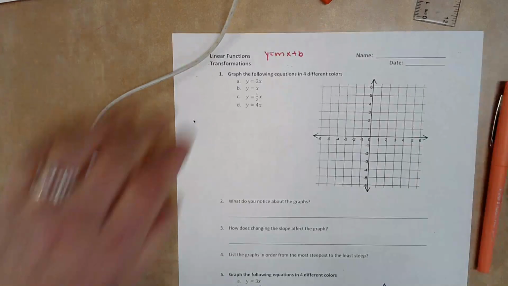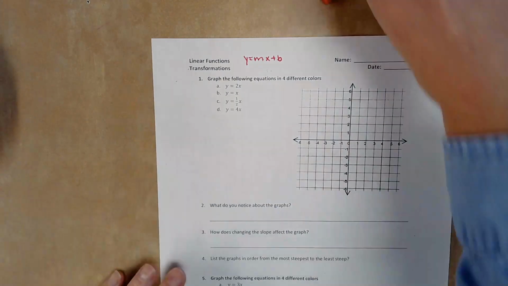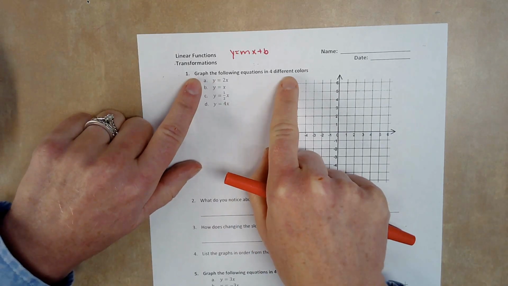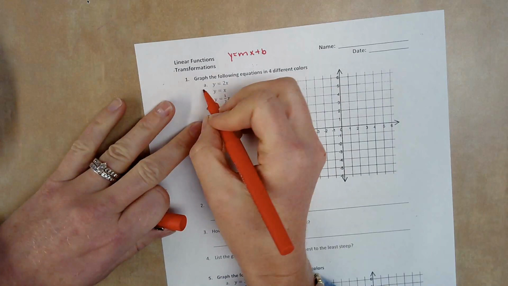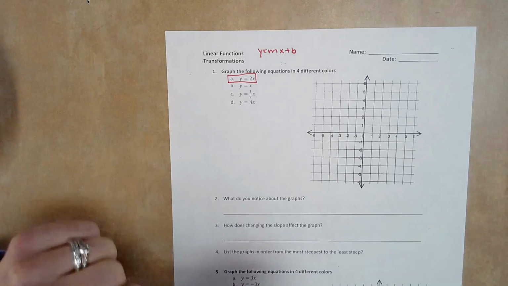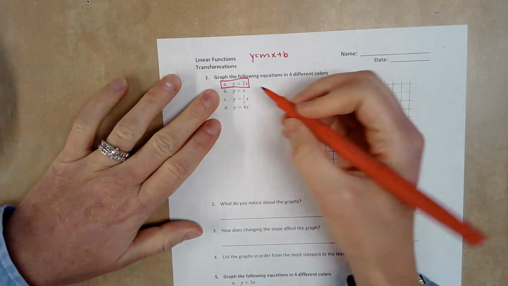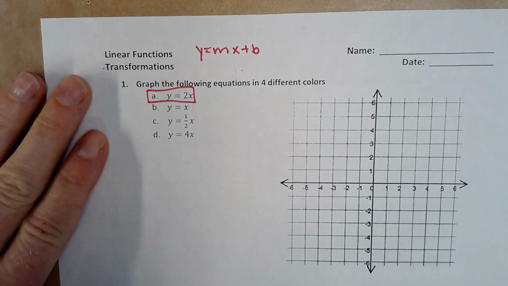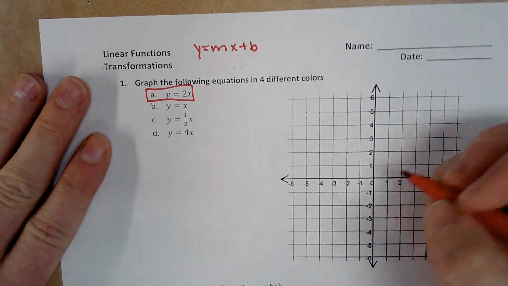Okay, this is the assignment you are working on today. You're just going to do 1 through 9. So this says graph the following equations in 4 different colors. If I'm going to graph this one, say I'm going to use red, then I'm going to put a box around it, put a star, something, so that I can keep track of what color I'm doing and how it compares to what the line is.